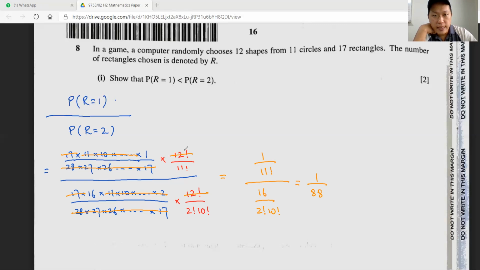So if the probability of r equals 1 over the probability of r equals 2 is 1 over 88, doesn't that also mean that 88 times the probability of r equals 1 is equal to the probability of r equals 2?